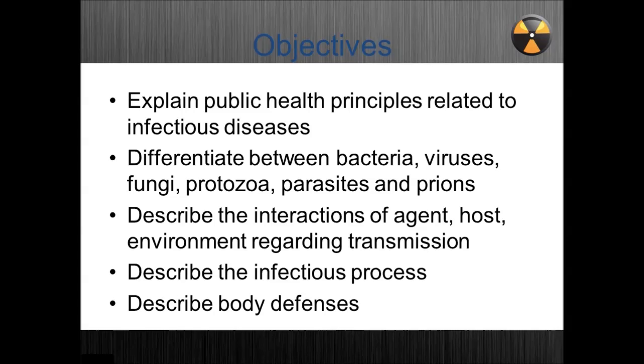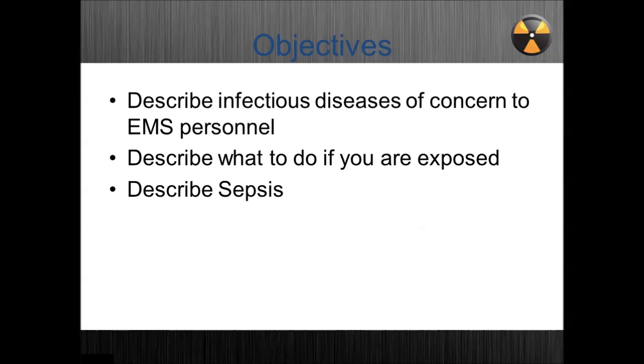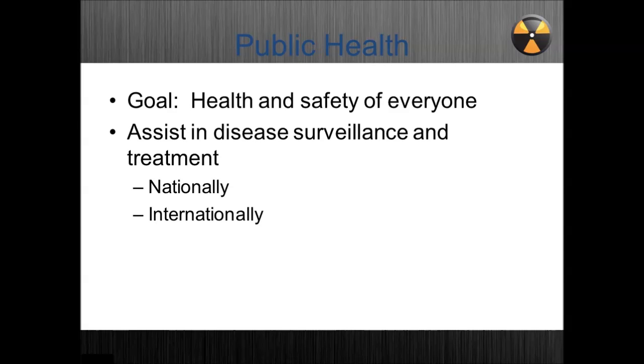So today we're going to talk about public health and the importance of public health versus personal privacy for the purposes of trying to maintain public safety. We'll differentiate the different types of things that can cause infections, and we'll describe how those get into us, the process, and what the body's defenses are. Then I'll focus on the diseases that are important to you and the things that we want to avoid, as well as what to do if you're exposed.